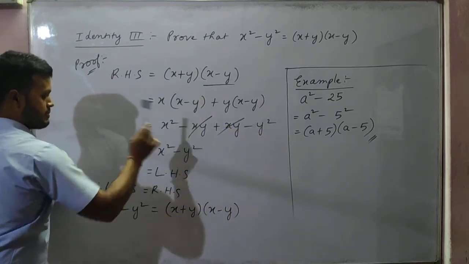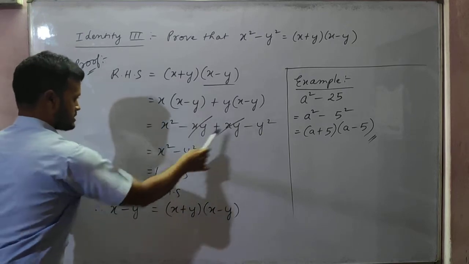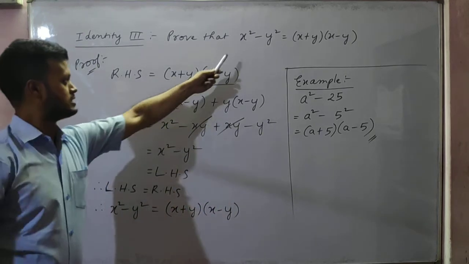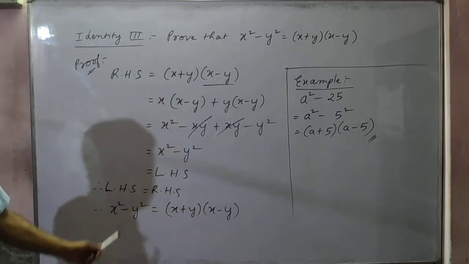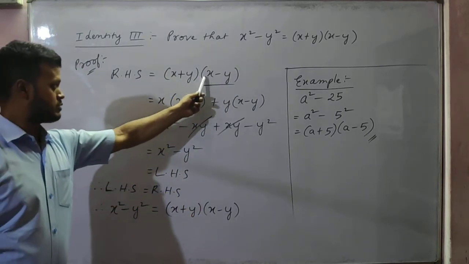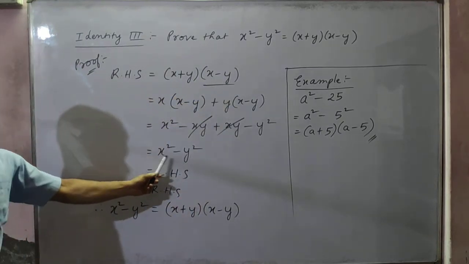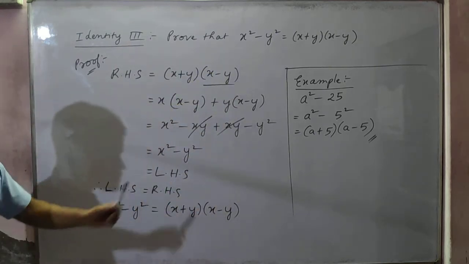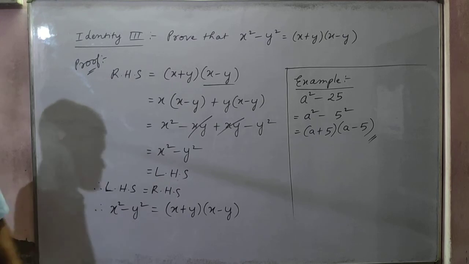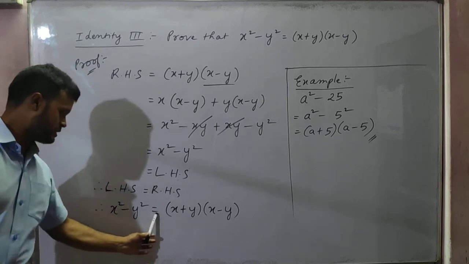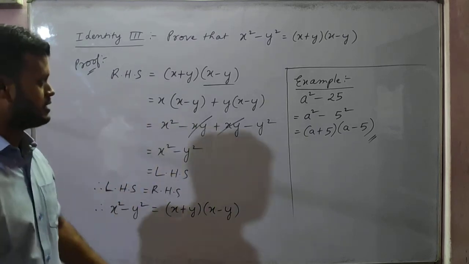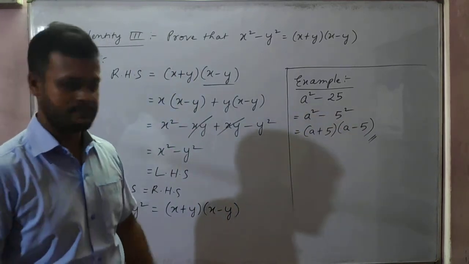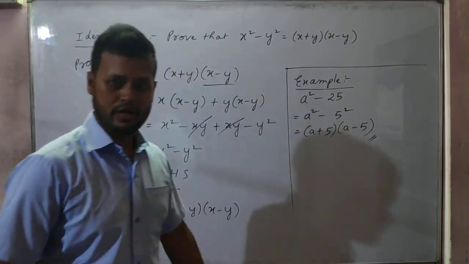This plus xy and minus xy is cancelled. So what will remain? x square minus y square. That is equal to LHS. So therefore, x plus y into x minus y became equal to x square minus y square. So therefore, LHS equals RHS. Therefore, x square minus y square is equal to x plus y into x minus y. So example, suppose you are asked to factorize this: a square minus 25.